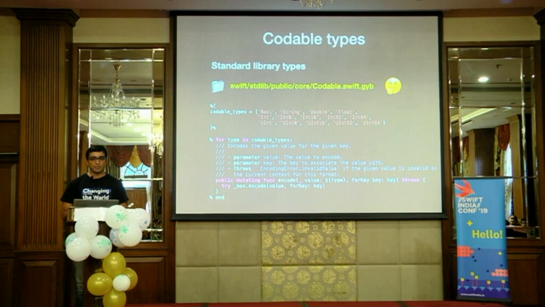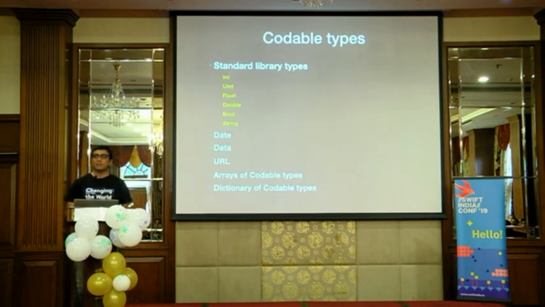A default implementation goes like this. For every type that is defined in this array, gyb defines a Python script which has some predefined templates, and you loop through this array and get the default implementation for each of your standard types. If you are wondering, are these the only types which are supported? No. Along with the standard types, there are some foundational types which support Codable by default. That includes Date, Data, URL, Array and Dictionary, all these Codable types, and also Optional.